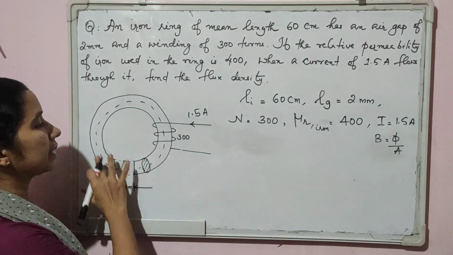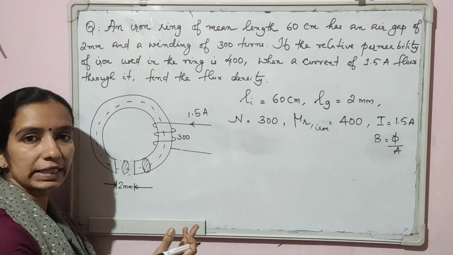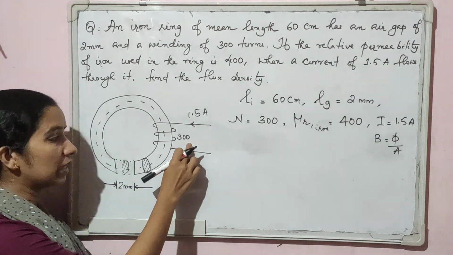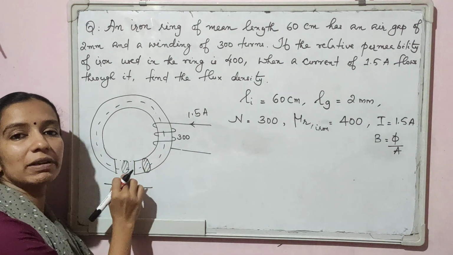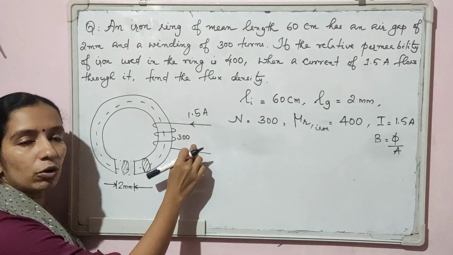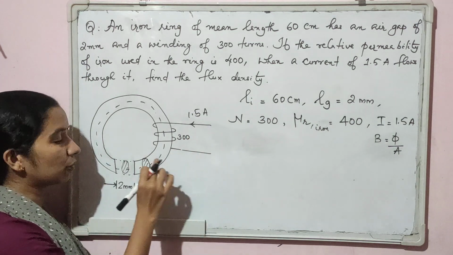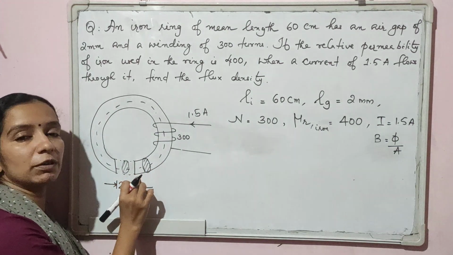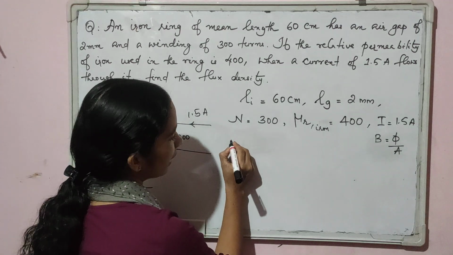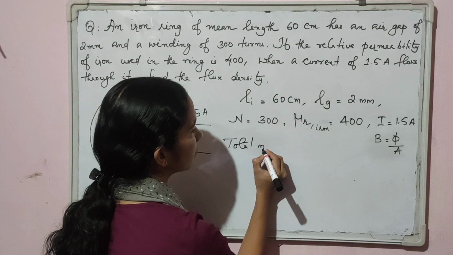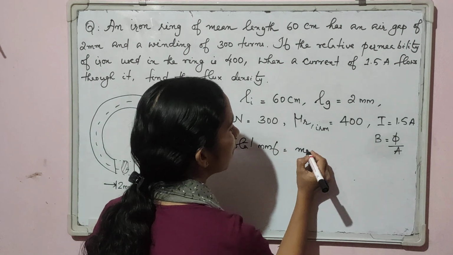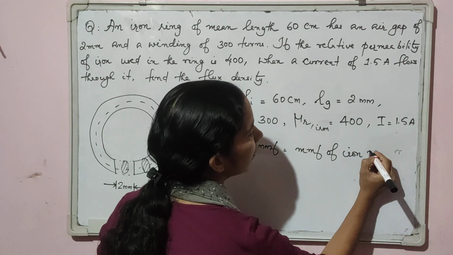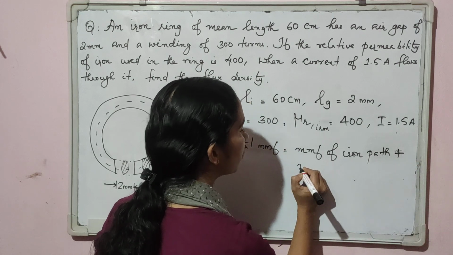Now, this is a series magnetic circuit, and we know that in a series magnetic circuit, the total MMF is used for setting up flux in the iron path as well as in the air path. Among the total MMF, a part is used for setting up flux in the iron path and the remaining is used for setting up flux in the air path. So we can write total MMF is equal to MMF of iron path plus MMF of air path.